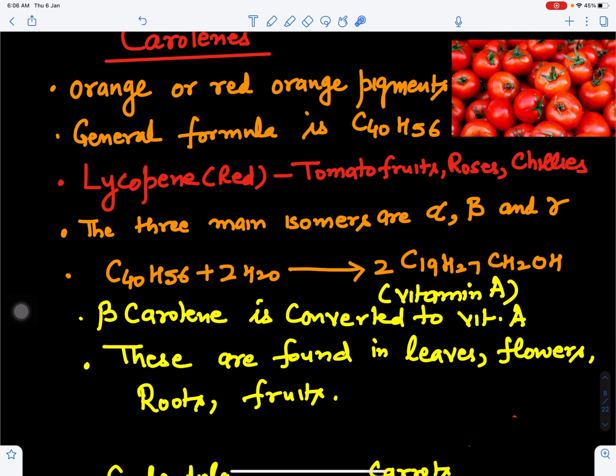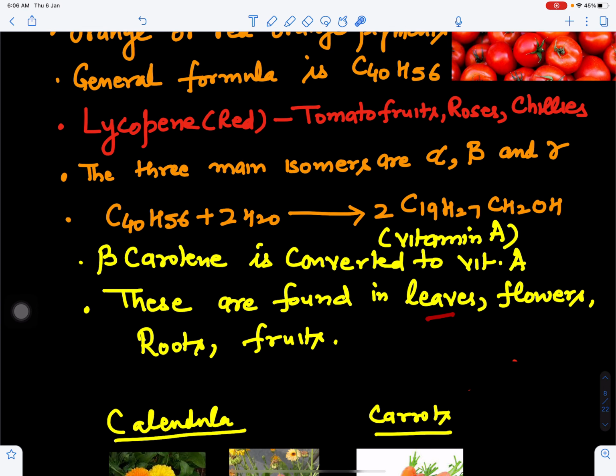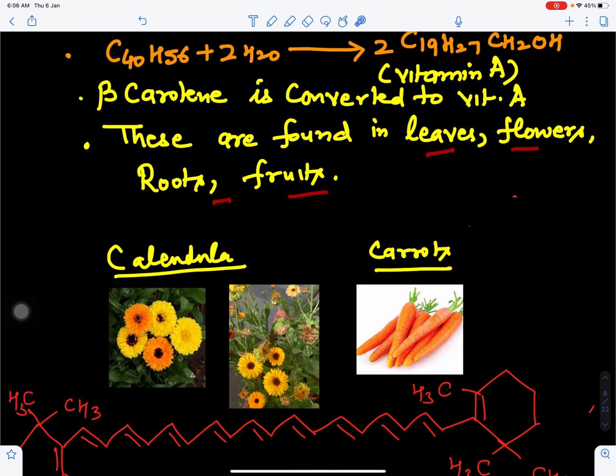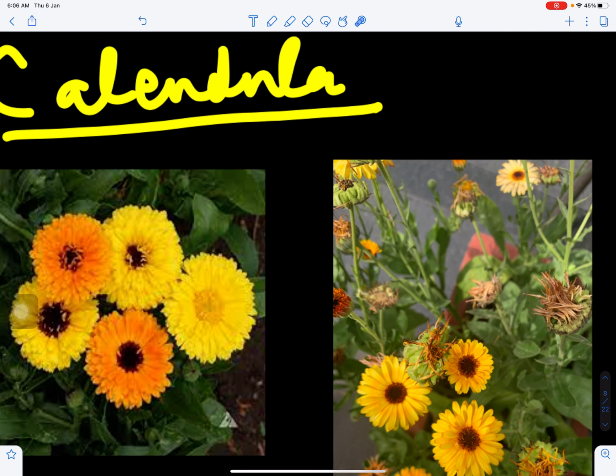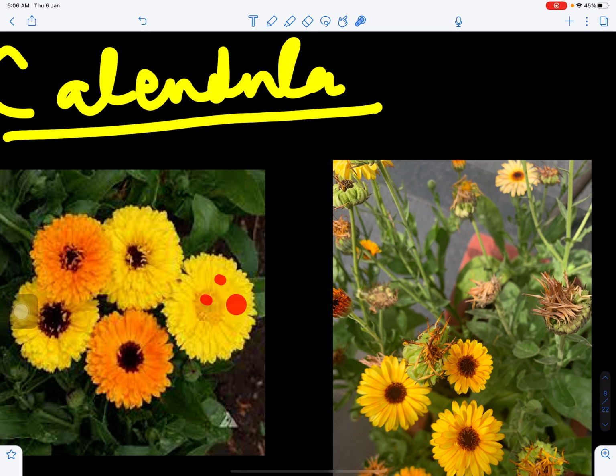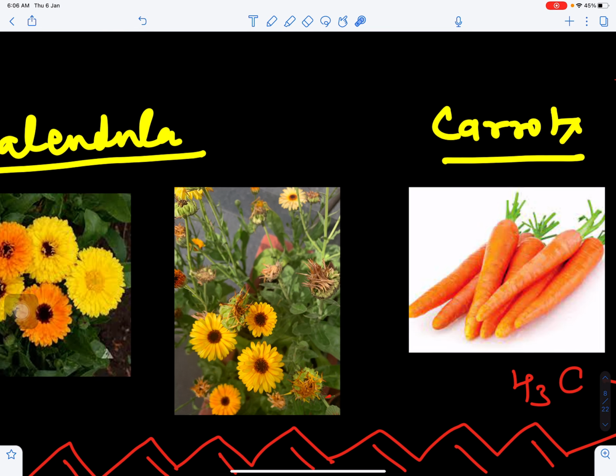These carotenes may be found in leaves, flowers, roots, fruits. Here we can see the flowers of calendula, where the yellow or orange-red color is due to the carotenes. Again in this figure we can see these different colors are due to carotenes, and in carrots again the orange color is due to carotenes.